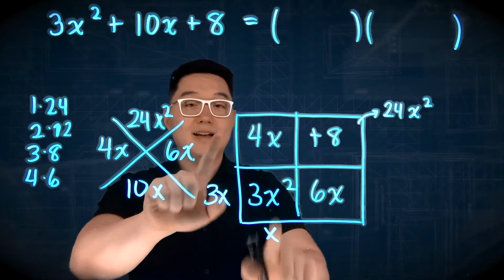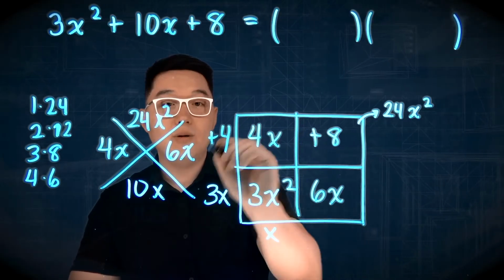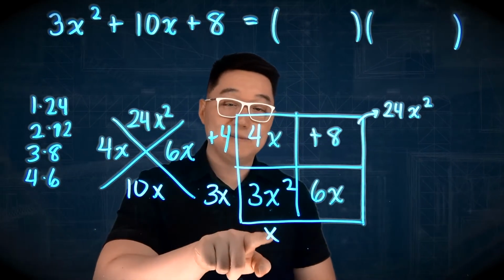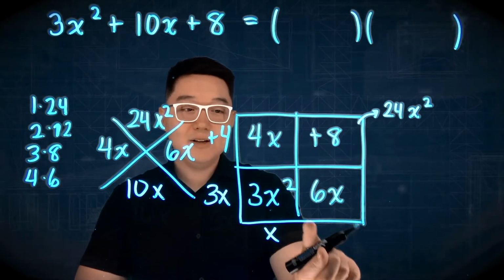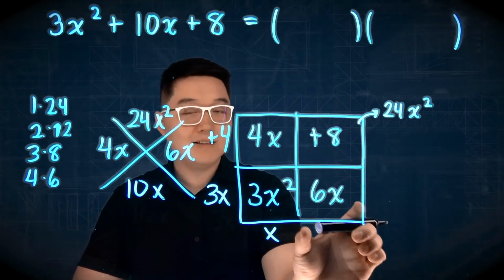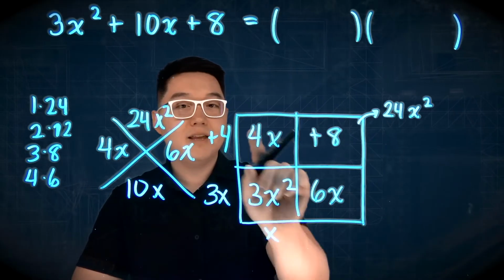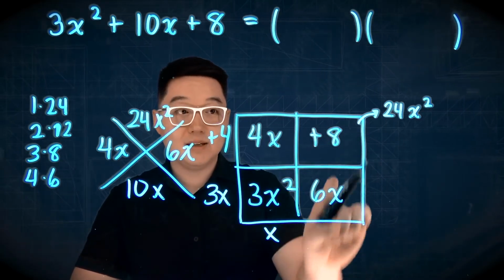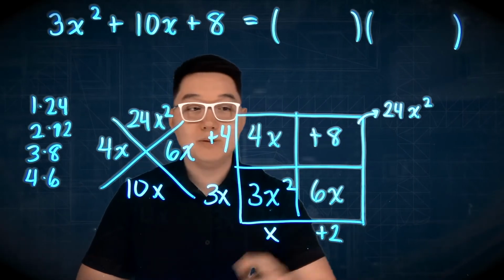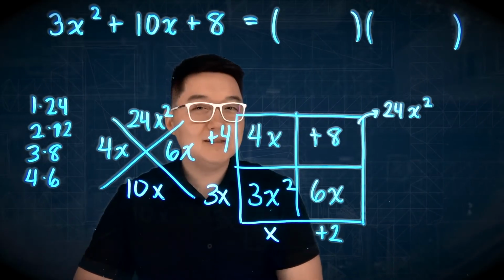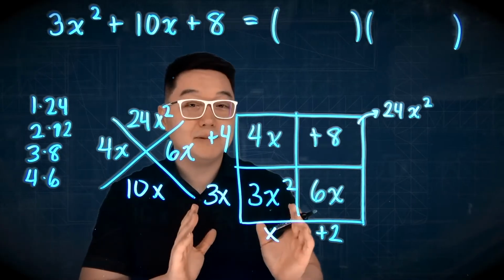In this case, that something must be 4, because 4 times x gives us 4x. Now we can figure out this width of the rectangle. If we know that 4 times something gives us 8, that something right here must be 2. Now we always double check to see if everything matches up.